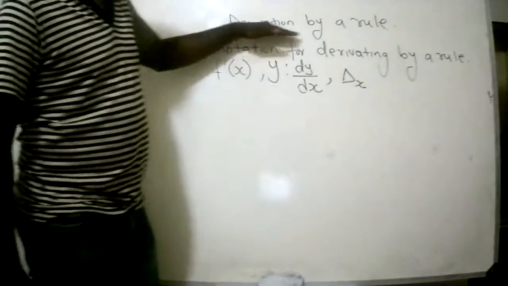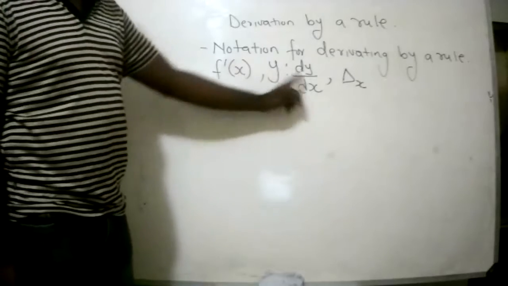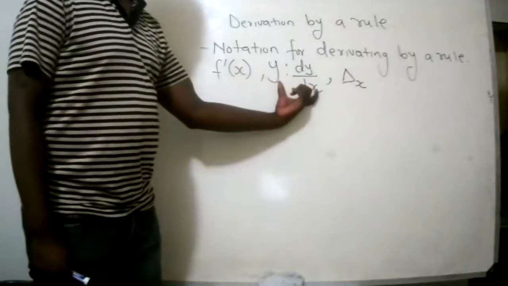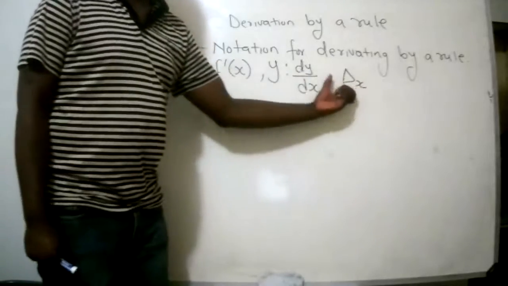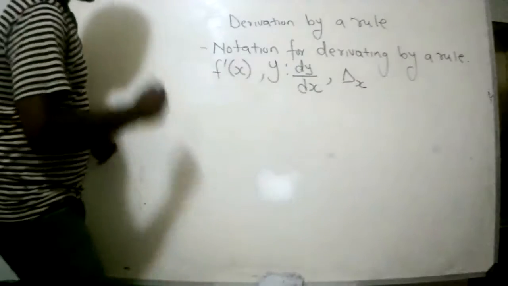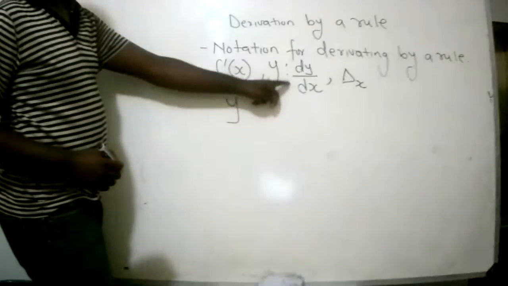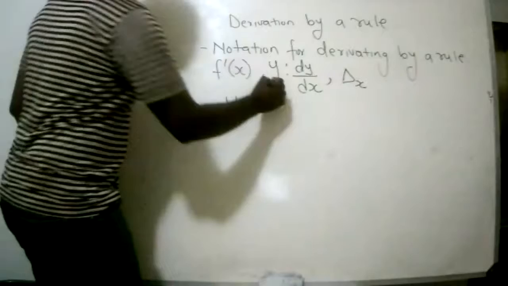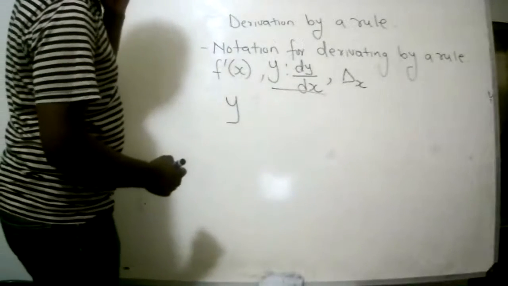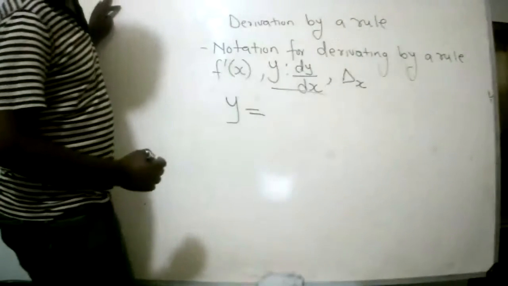I'm now going to introduce the derivation by a rule, which works when you have different notation. The first notation I explain, then the second notation, and then the third notation. All these notations we use when we derive by using a rule. I'll start with the second rule, which is the most common in differentiation by a rule. So now I'm going to write what is called a polynomial function.